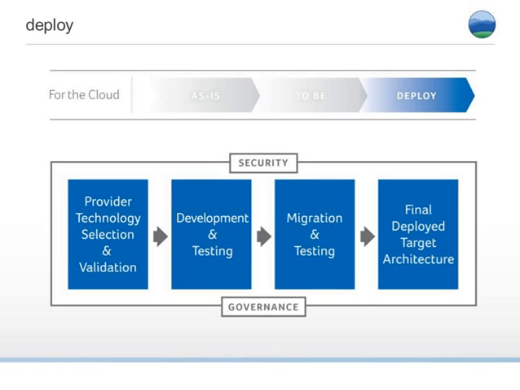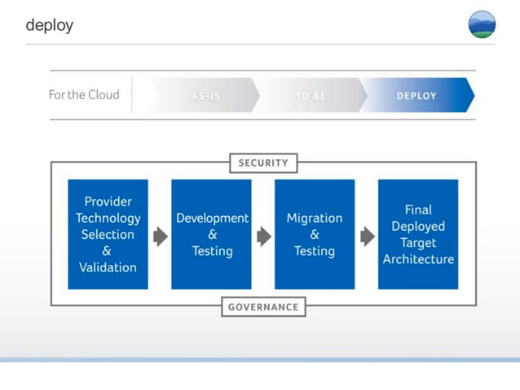we move to deploy. So when you deploy, you have to select your technology, provider technology selection and validation. You make sure you do development and testing planning, migration and testing planning, and final deployed target architecture. Having these 4 boxes here, these very simple boxes, this is probably the most complex and problem-ridden part of the architectural life cycle.